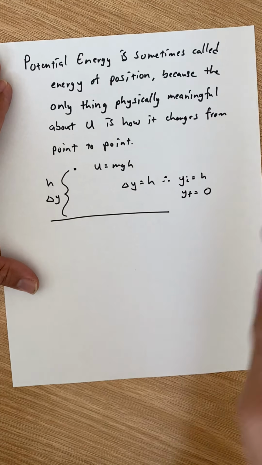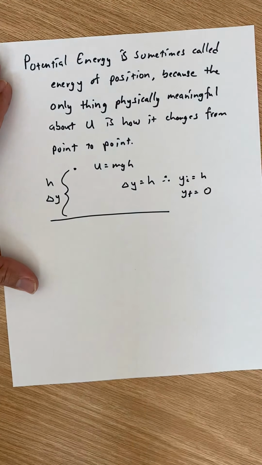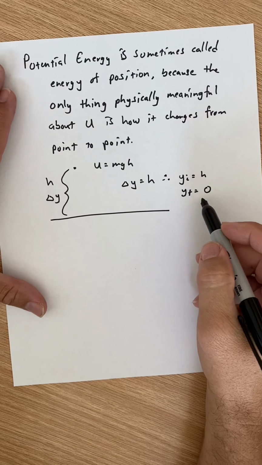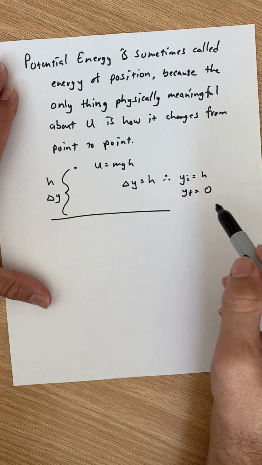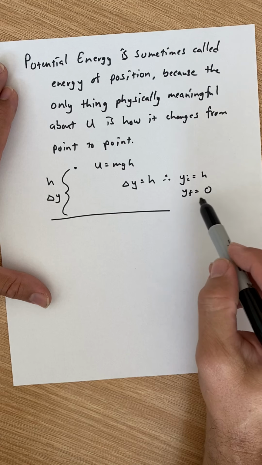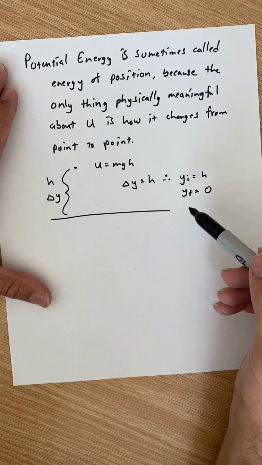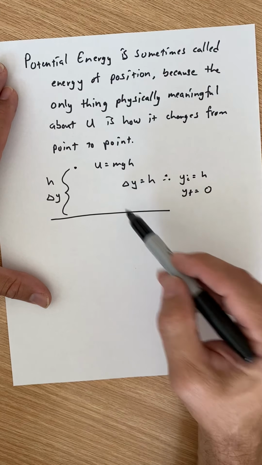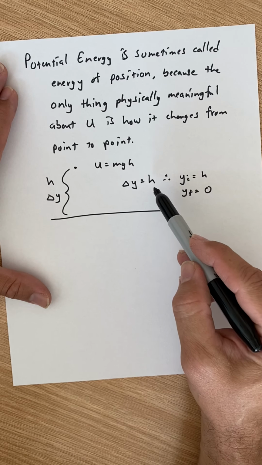Actually, what I said, well, that's okay. We'll go with that. Y initial is equal to h, and y final is equal to 0. Now, when I do that, of course, I can just dismiss y final, and I can call my delta y by this one variable, which is usually handy.